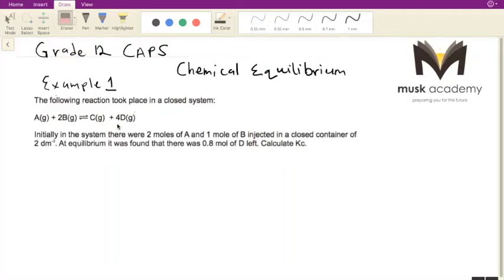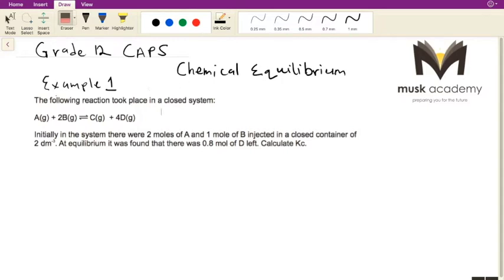In example 1, you have an arbitrary reaction where you've got reactants in the form of A and B, and then you have products in the form of C and D. So this is a reversible reaction. There's a forward reaction and a reverse reaction.